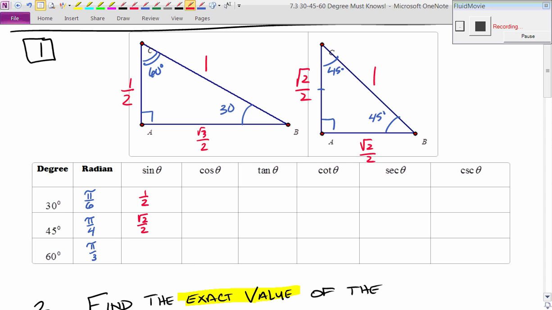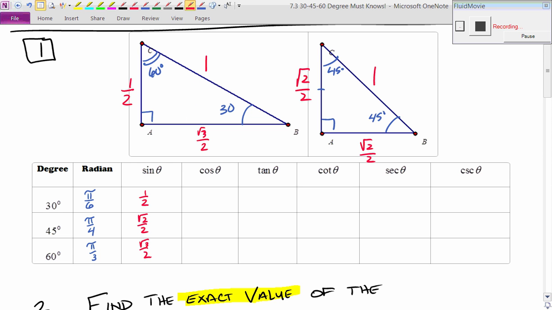And then let's go back to the sine of 60 degrees. The sine of 60 degrees is going to be the opposite, which happens to be root 3 over 2, divided by 1. So the sine of 60 degrees is root 3 over 2. Notice all of these values are the exact values of these angles. Root 3 over 2, right? It's the 60 degrees, the opposite over the hypotenuse.